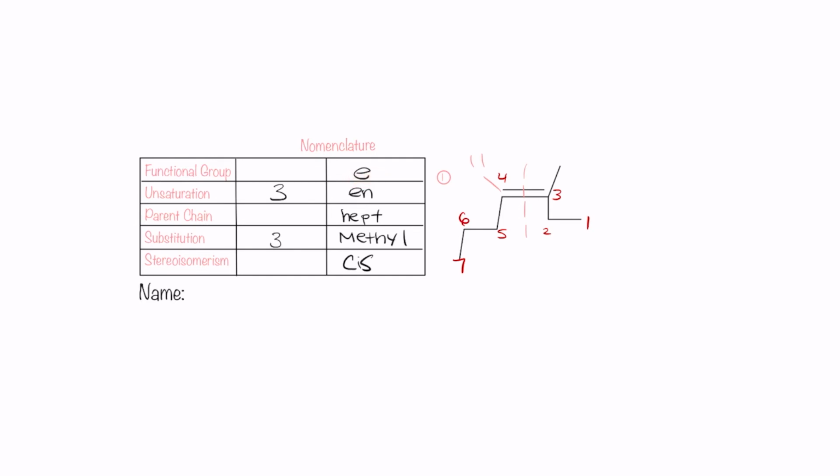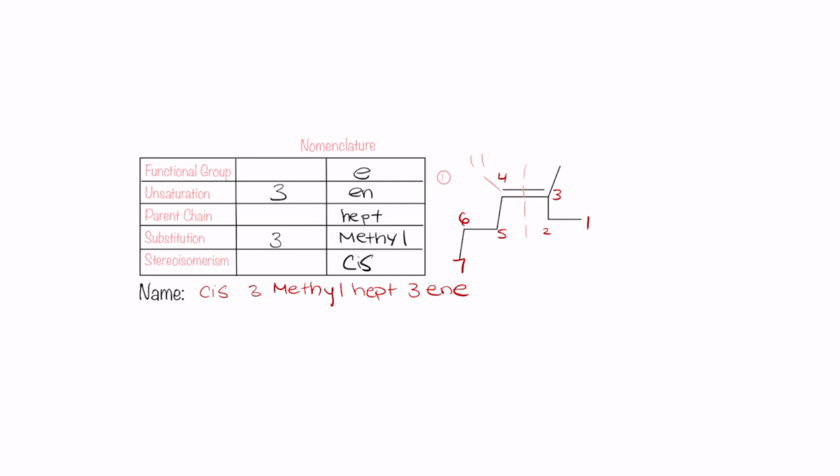So now, to use the FUPSS method, we go in a zigzag direction. So we say that this is cis, 3, methyl, nothing here, hept, 3, ene, nothing here, E. And so we just write it out in that direction. So we see here we got cis, 3, methyl, hept, 3, ene.